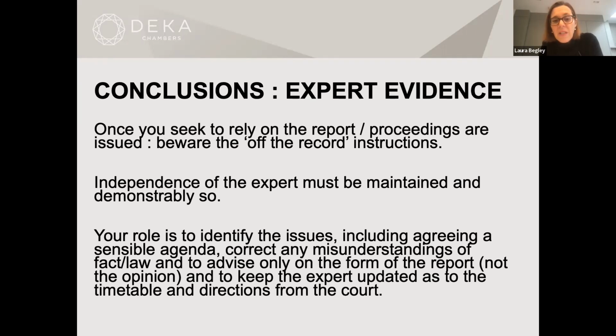And your role as lawyers is to identify the issues, including agreeing a sensible agenda, correcting any misunderstandings of fact and law, and you're advising only really on the form of the report, not the opinion, and obviously keep the expert updated as to the timetable and directions.